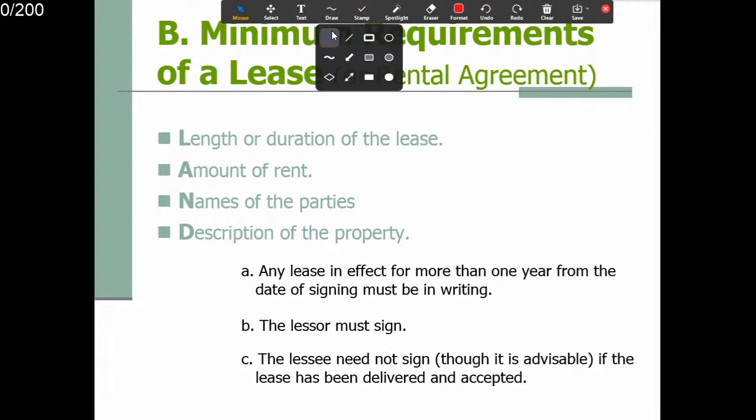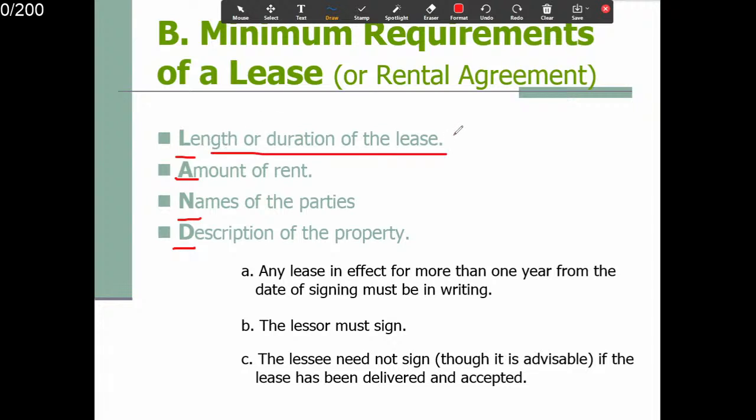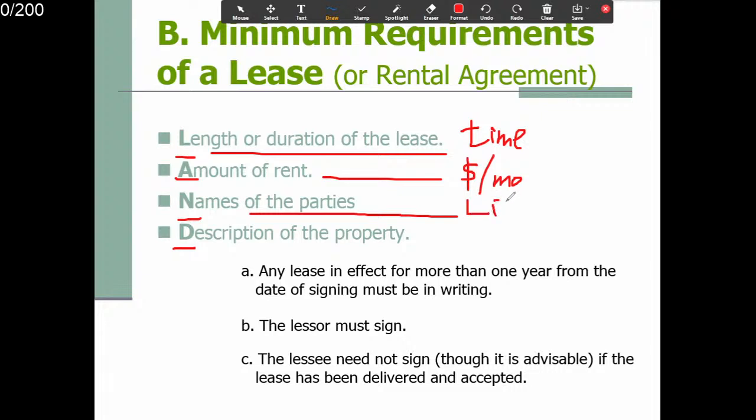Okay. Alright, minimum requirement of a lease. 最少的要求是什么东西呢？ Think of land, L-A-N-D. L is for what? Length or duration of the lease, right? 多长时间嘛。This is time. Okay. Amount of the rent， 多少钱呢 per month. Okay, 每个月多少钱。Names of the party. List of names. Who's gonna be there? Who are the tenants? Okay, and description of the property, right? 这个名单是房客是谁嘛，right?